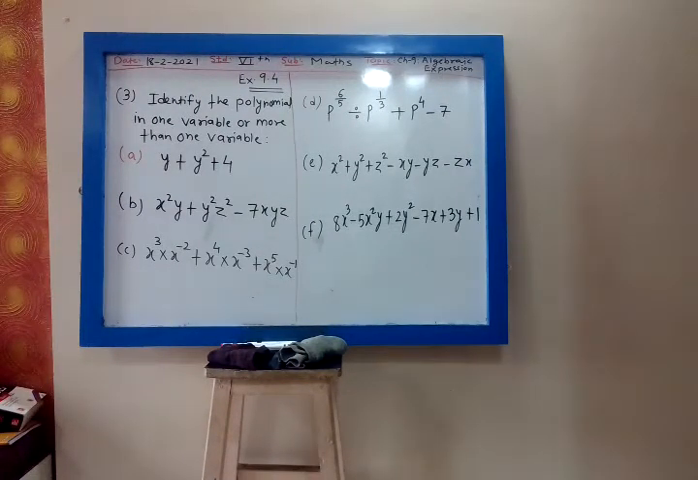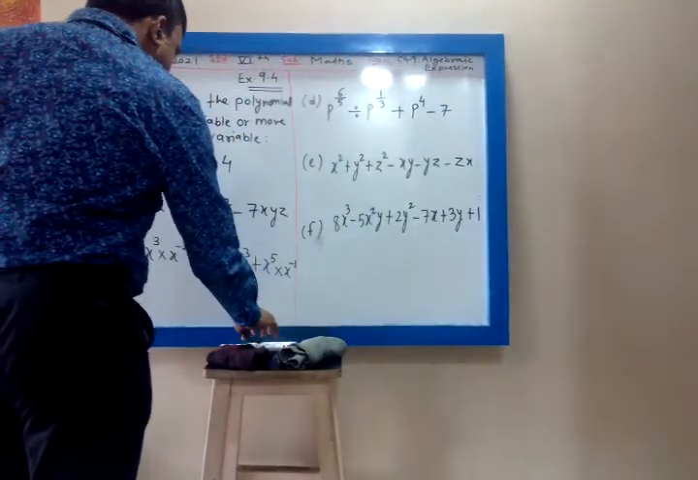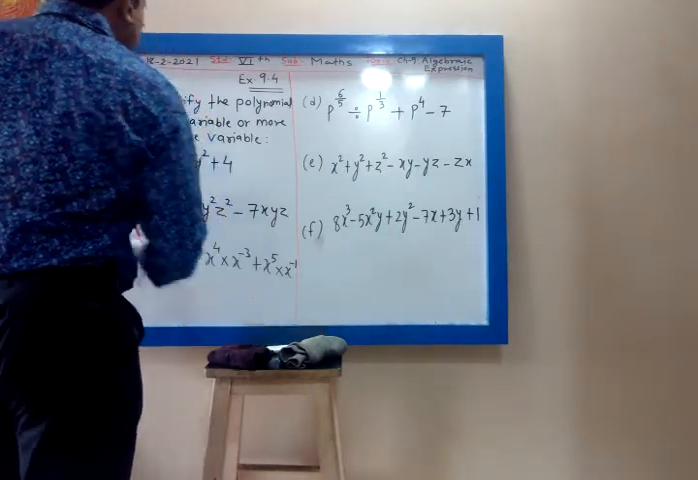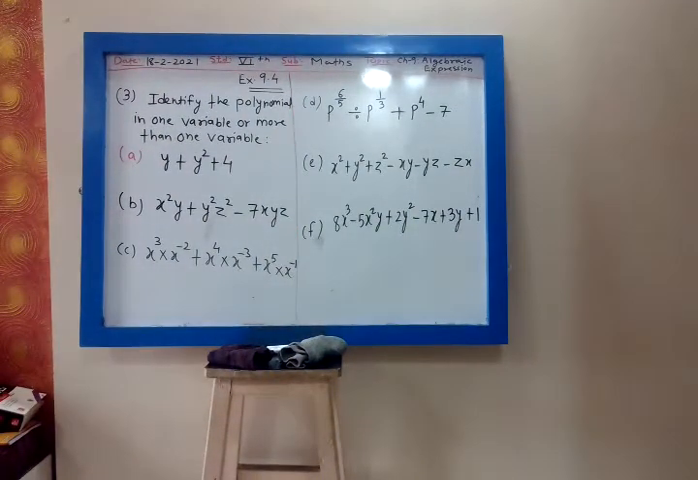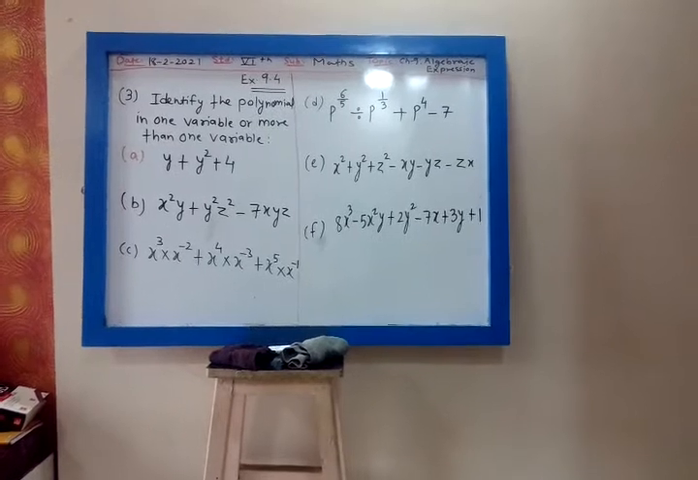Identify the polynomial in one variable or more than one variable. What do you mean by variable? Variable means alphabet. So identify the polynomial in one variable or more than one variable.